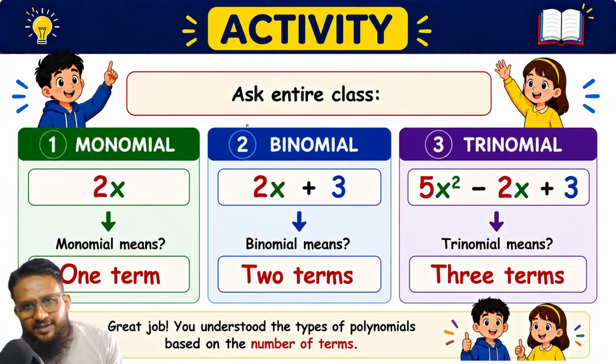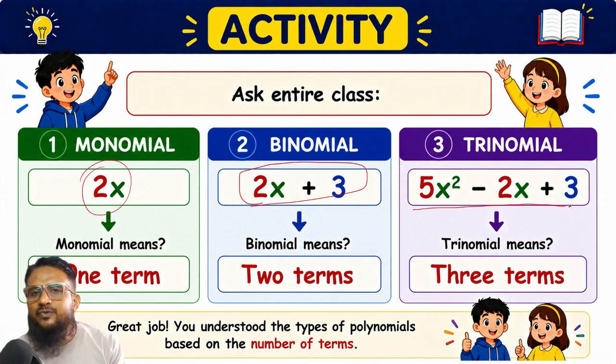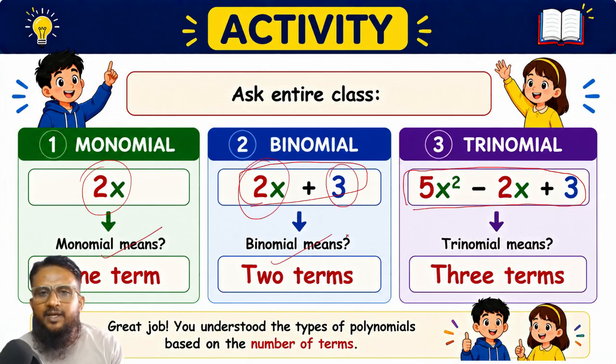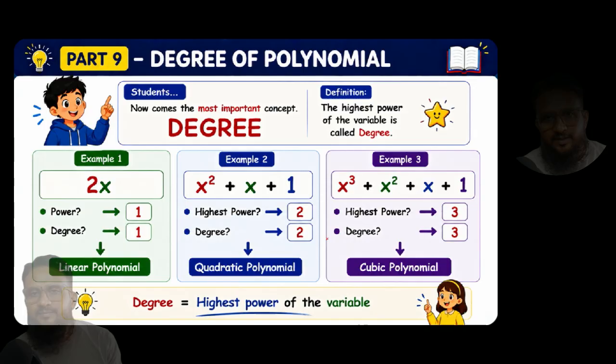Now, this is an activity. Students, this 2x is a polynomial, 2x plus 3 is a polynomial, 5x square minus 2x plus 3 is a polynomial. In the first polynomial, there is one term, so that's why it is a monomial. In the second, there are two terms, so that's why it is a binomial. In the third, there are three terms, so that's why it is a trinomial.